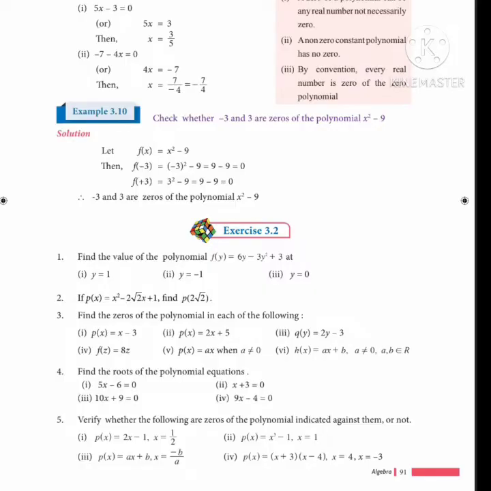Today, we are going to see about exercise 3.2. Before entering into exercise 3.2, let's see the small definition about zeros of polynomial in the following video.